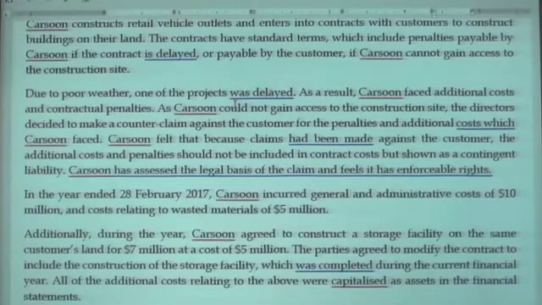Now, you did not get access to the site due to the outside issue. As a result, Carsoon faced additional cost and contractual penalties. As Carsoon could not gain access to the construction site, the directors decided to make a counterclaim against the customer for the penalties and additional cost which Carsoon faced. Carsoon felt that because the claim had been made against the customer, the additional cost and penalty should not be included in the contract cost, but shown as a contingent liability.